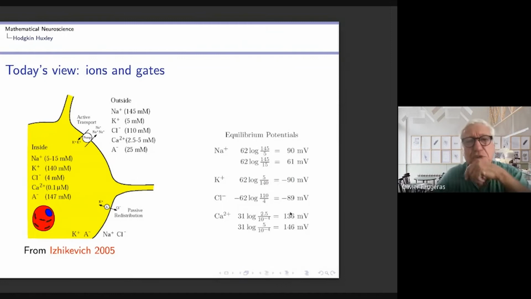Today's view is slightly different. It's an improvement on the view of Hodgkin and Huxley. People talk about ions and gates. So this is again from the book of Izhikevich, where you have the inside of the neuron, the outside, and you see the different ion populations: sodium, potassium, chloride, calcium. We'll talk about calcium later. And the channels that allow these ions to travel from the inside to the outside, or vice versa.